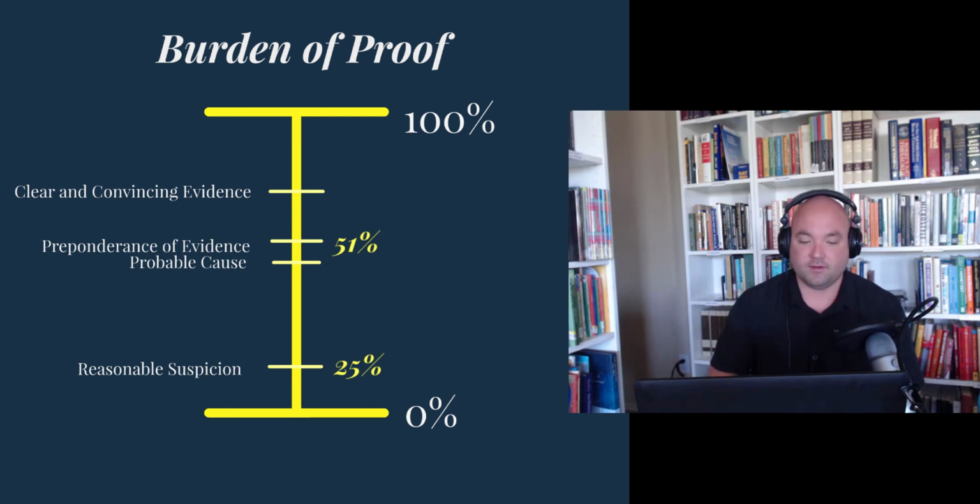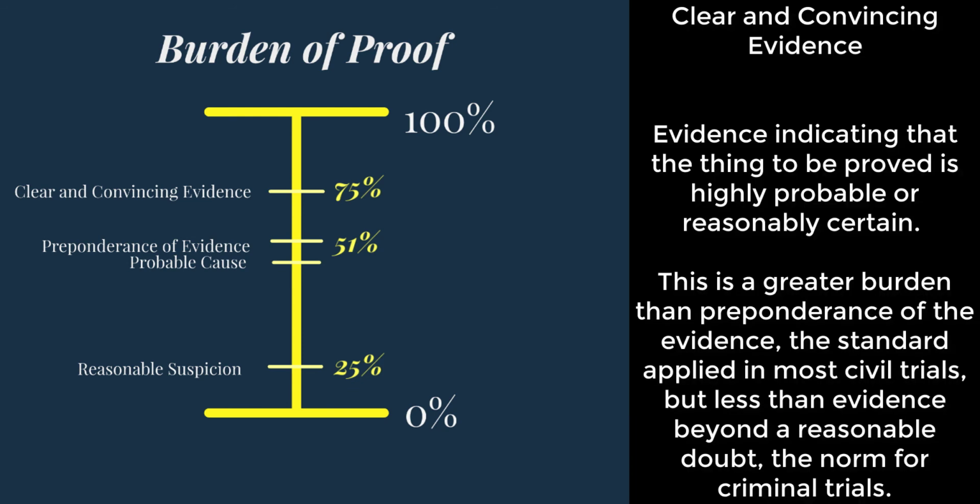Now, clear and convincing evidence is a little bit different. It's about 75% likely that that person committed a crime, right? Or in a lot of the asset forfeiture type cases, that asset was involved in some type of criminal activity. Clear and convincing evidence is defined as evidence indicating that the thing to be proved is highly probable or reasonably certain. This is a greater burden than preponderance of the evidence, the standard applied in most civil trials, but less than evidence beyond a reasonable doubt, the norm for criminal trials.